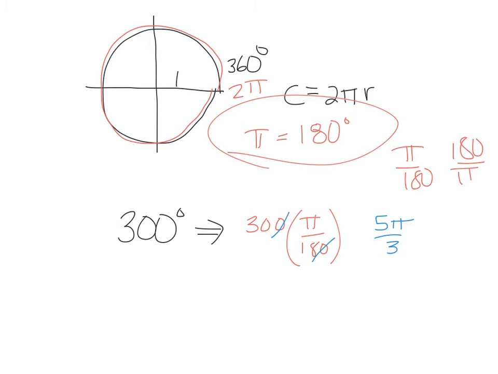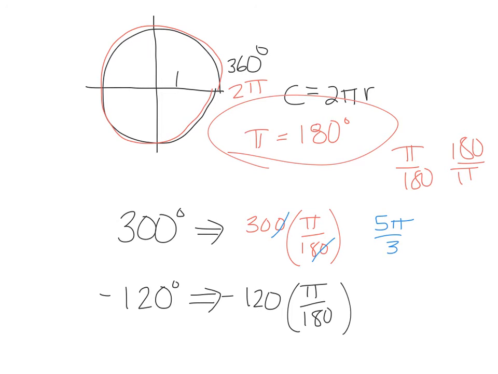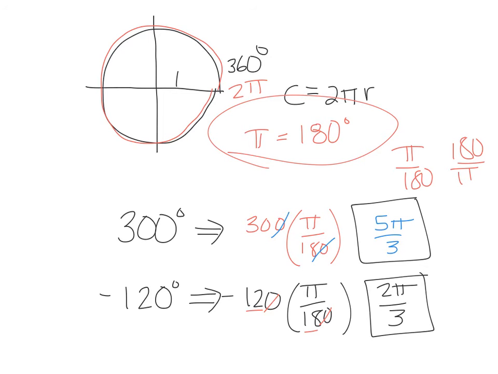If I had negative 120 degrees, I'm going to take 120 degrees and multiply it by pi over 180. These two cancel out, and I'm left with 12/18, which reduces to, I can divide both of them by 6 again, 2 pi over 3. This is all without a calculator.